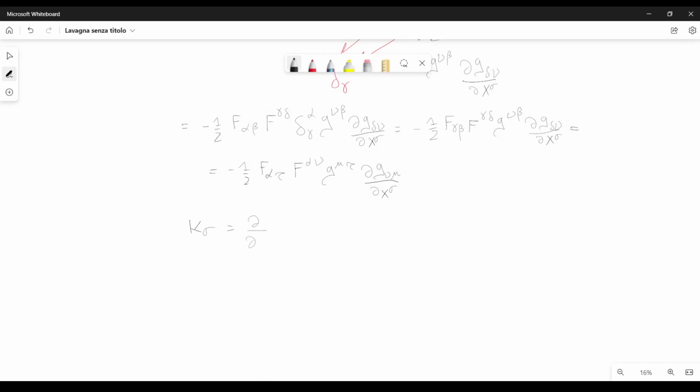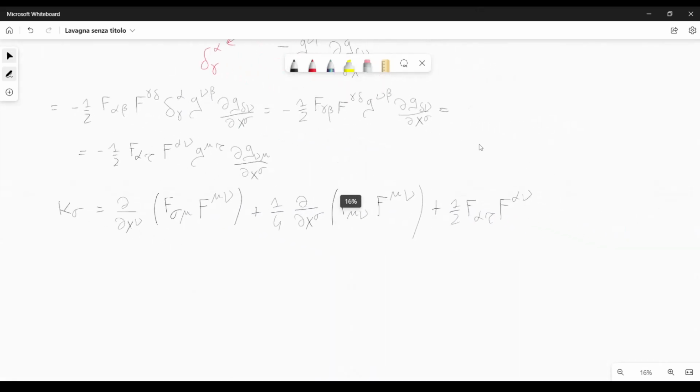It is the derivative with respect to x nu of f sigma mu times f mu nu, plus 1 over 4 derivative with respect to x sigma of f mu nu times f mu nu with upper indices, plus 1/2 f alpha tau times f alpha nu times g mu tau derivative of g nu mu with respect to x sigma.